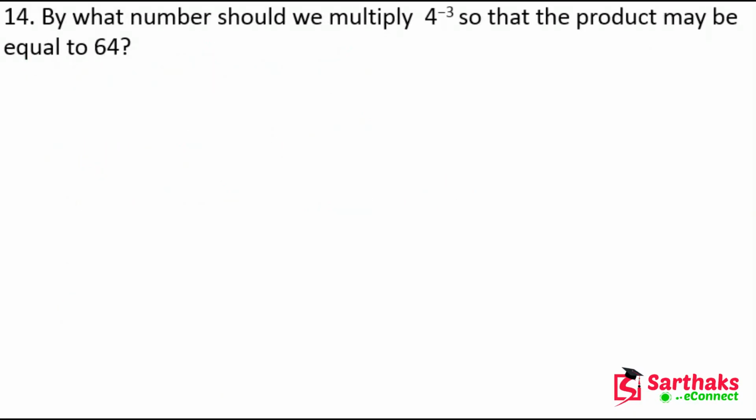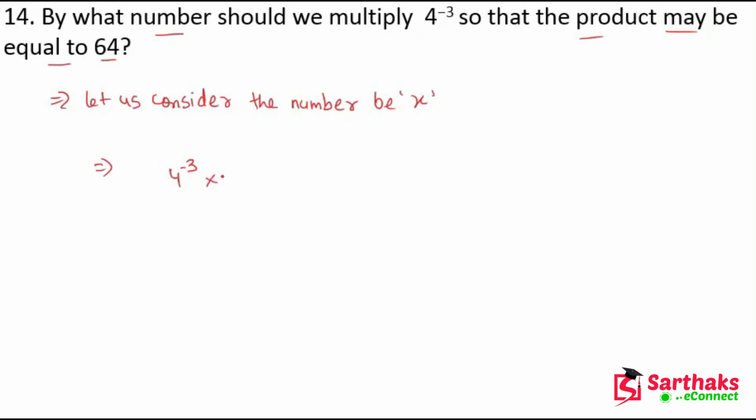Yes, now the next question: by what number should we multiply 4 raised to power minus 3 so that the product may be equal to 64? So first of all let us consider the number x. So we are considering the number x. Here we have to multiply this x with 4 raised to power minus 3. So 4 raised to power minus 3 into x, and this is 64.